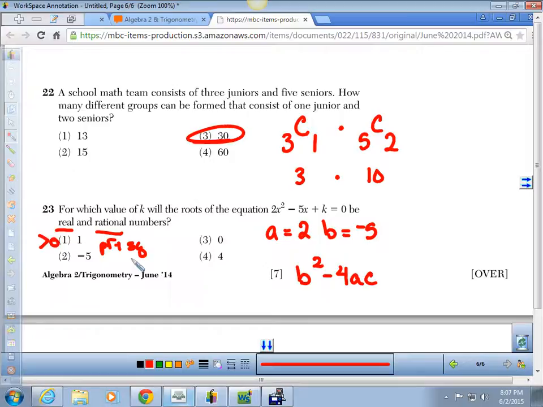Okay. So folks, what is my b value? And what is b squared? 25. -5 times -5 is 25. What's 4 times my a value of 2? 8c.